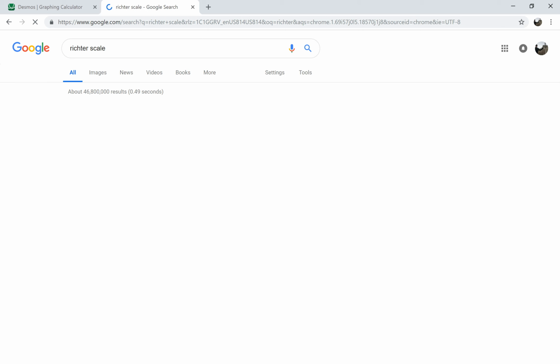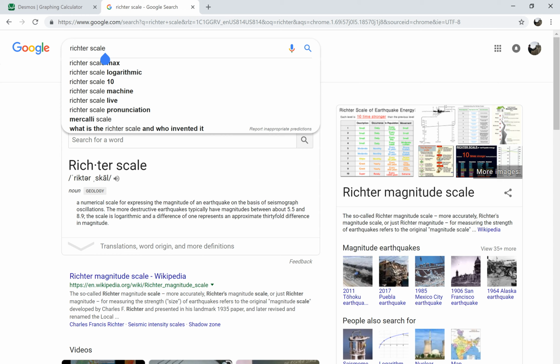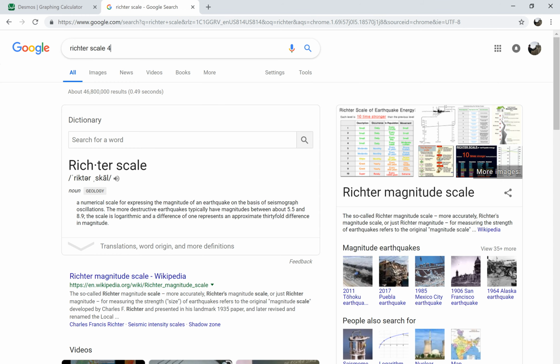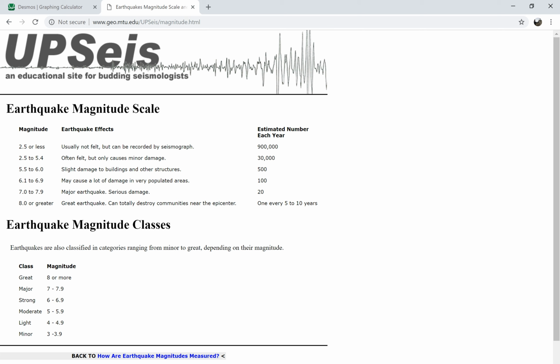Richter scale right there. All right. So if I have a Richter scale of, say, 4, what exactly does that mean? If we look at Wikipedia, let's see what this says. Earthquake magnitude scale and classes. So 4 is a very light sort of earthquake. A 4 would be often felt but only causes minor damage. So you feel it but it's not that big of a deal.